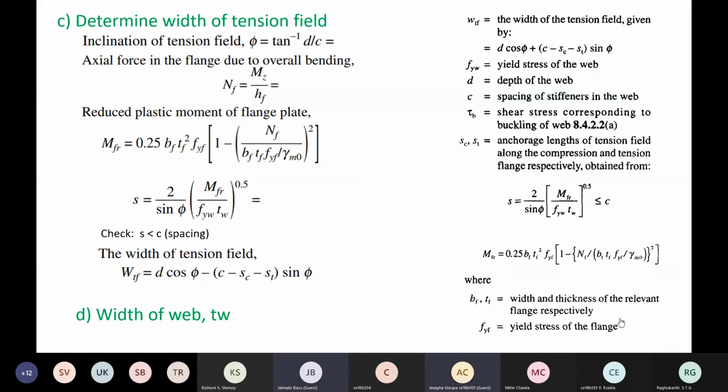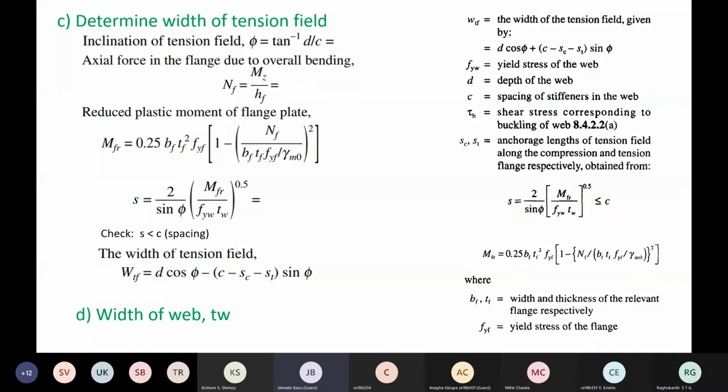Okay, so MZ is 5000 into 10 power 3 and HF is 1435. So MZ unit is kilonewton meter. Ma'am, it will be Newton only, no? Yes, it's a force, kilonewton. So Newton or kilonewton? What is the value you are getting? 3484.32 kilonewton. Fine, fantastic. So after that, we will go for reduced plastic moment of flange plate, that is MFR.